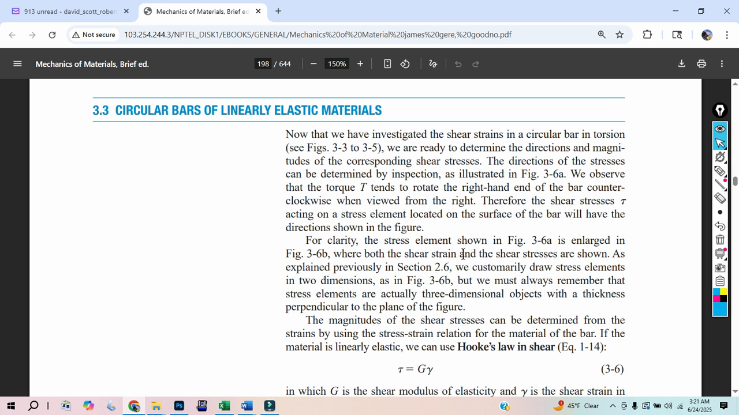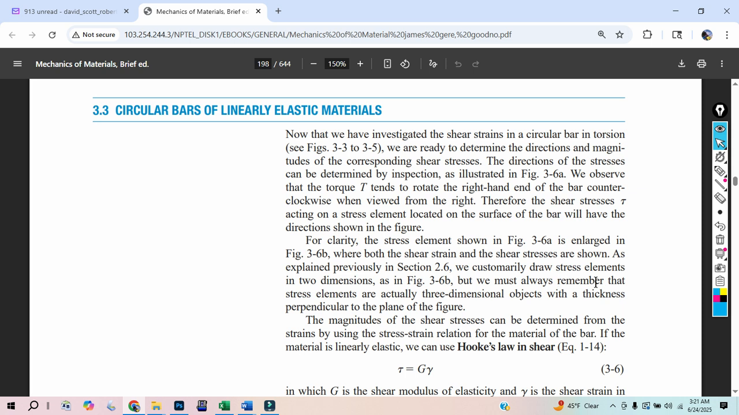Anyway, so we have shear strain and then the shear stresses. Cool, and we know what those are now. They are shown on that enlarged square, which is a cube. As explained previously in section 2.6, we customarily draw these stress elements in 2 dimensions, that's a square, as in that figure 3.6b that we've been talking about.